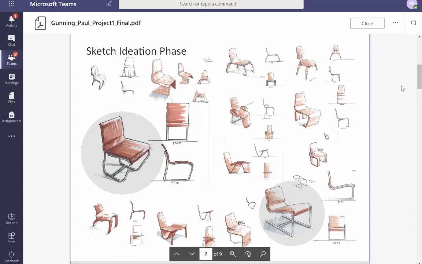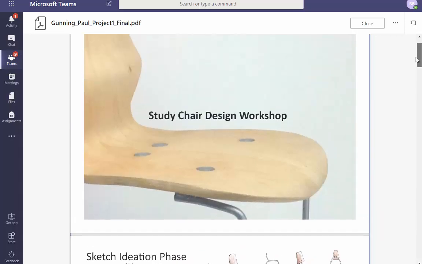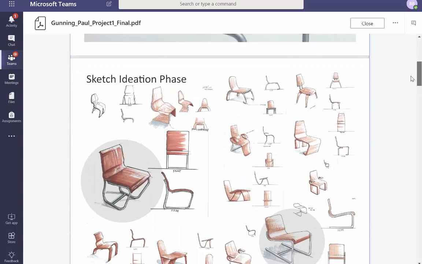Sketch to ideation phase. Well, what are you doing first? Why are you doing a study chair as opposed to a cafe chair or a lounge chair, right? So give me a little context. Why are you doing what you're doing? Who are you working with? I think you're working with a prestigious Irish designer. Why? Is that significant to the story at all? I don't know. Depends on how you want to sell it.